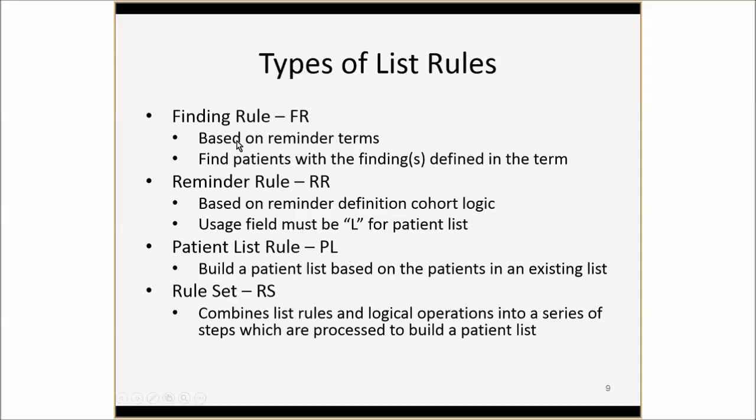There are 4 types of list rules. The first type is a finding rule, which is FR, and it's going to be based on a reminder term. It's going to find patients with the finding defined in the term. The second rule is a reminder rule, RR. It's based on the reminder definition cohort logic. The usage field must be L for the patient list.